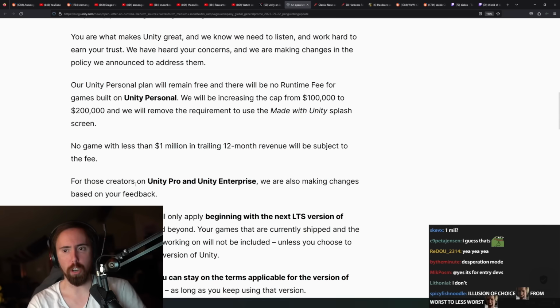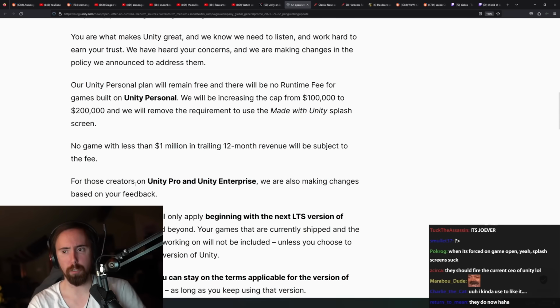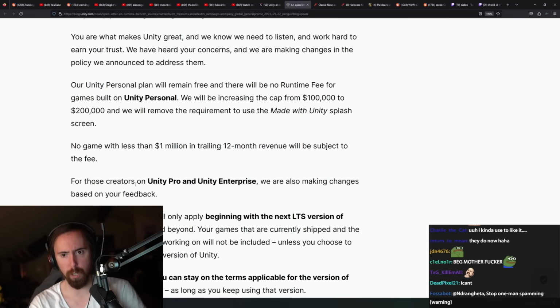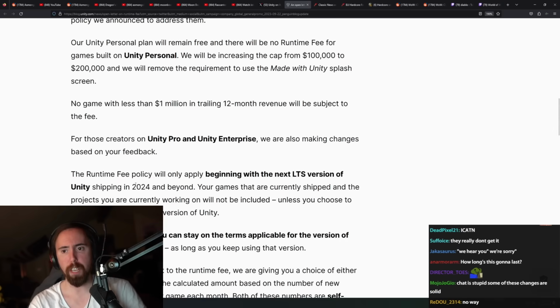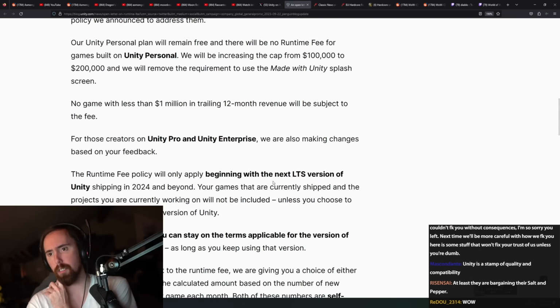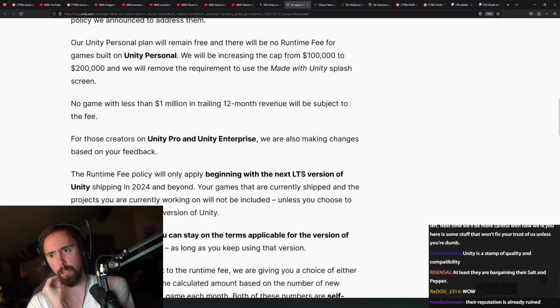For those creators on Unity Pro and Unity Enterprise, we are also making changes based on your feedback. The runtime fee policy will only apply beginning with the next LTS version of Unity.